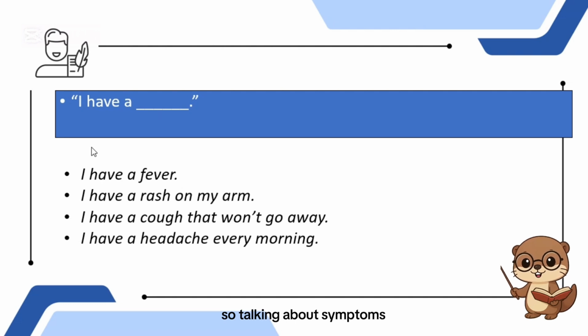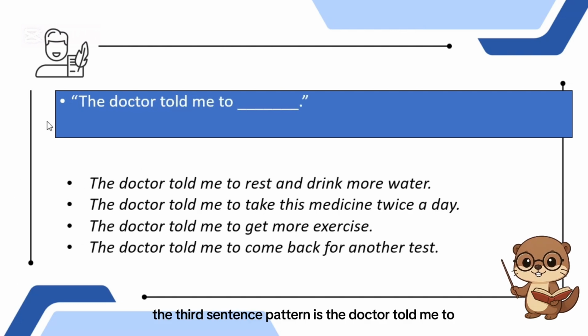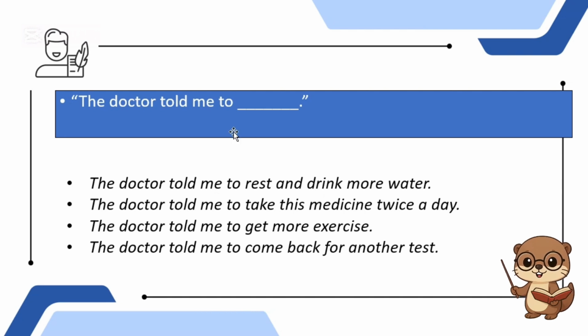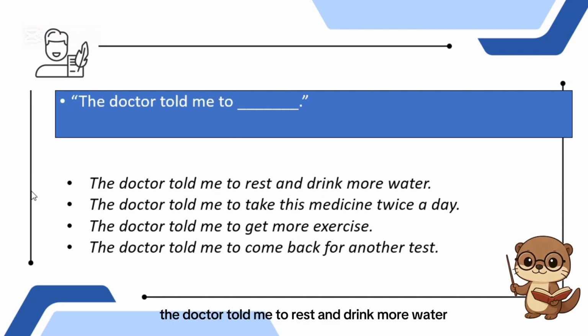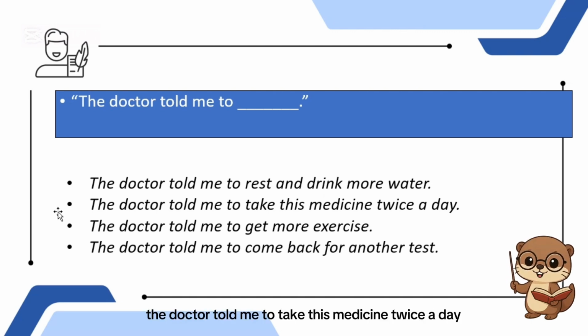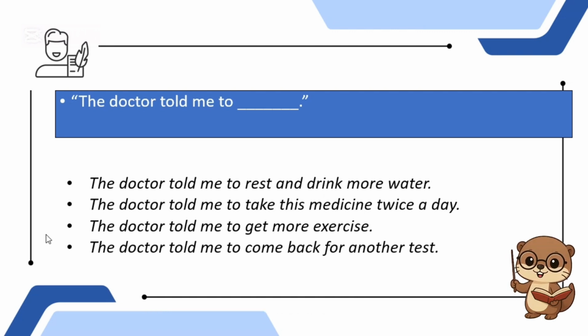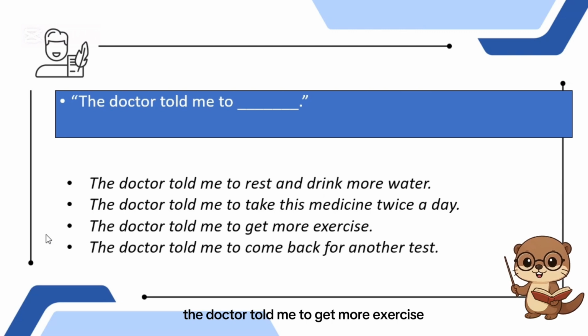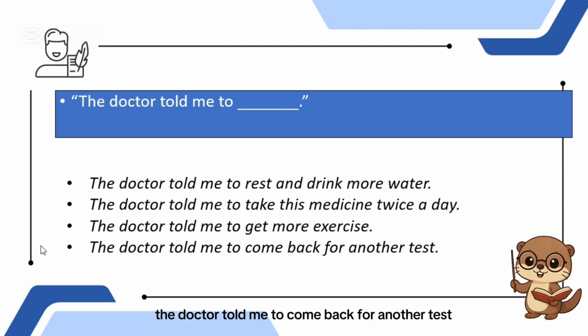So talking about symptoms. The third sentence pattern is the doctor told me to, so we need a verb to fill in the blank. The doctor told me to rest and drink more water. The doctor told me to take this medicine twice a day. The doctor told me to get more exercise. The doctor told me to come back for another test.